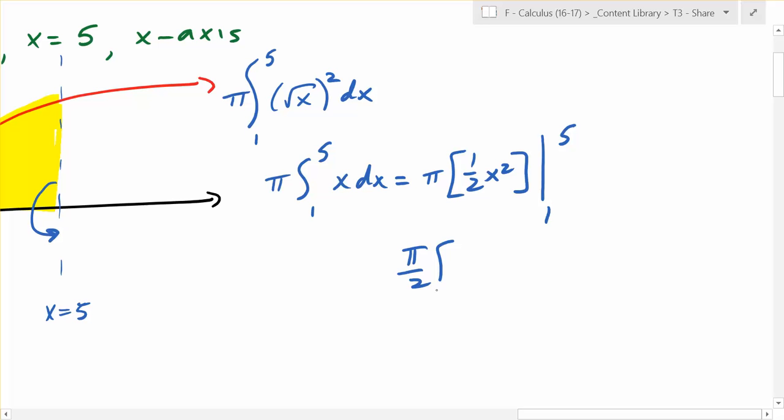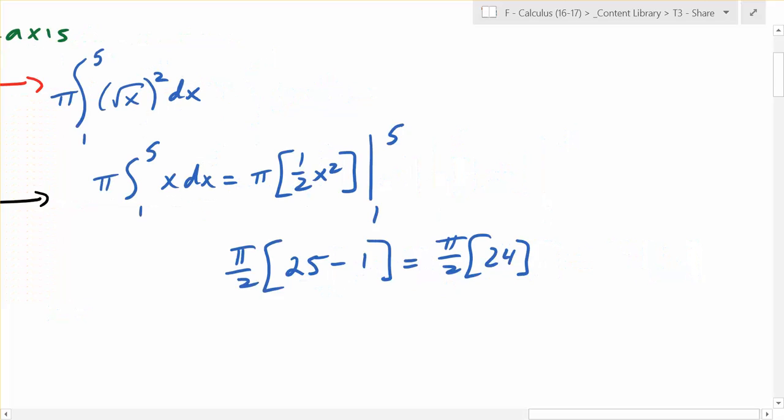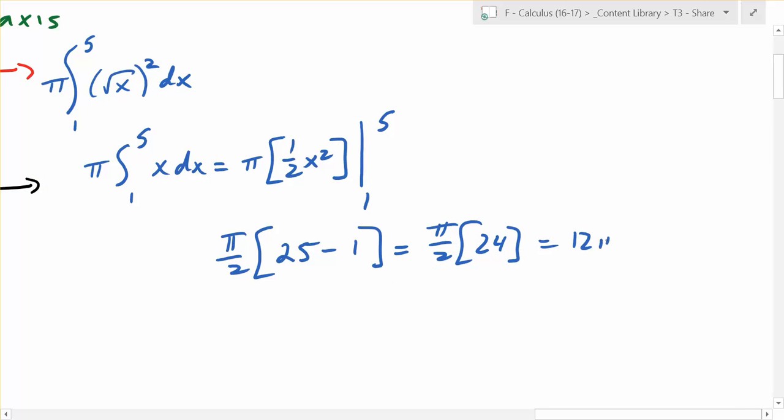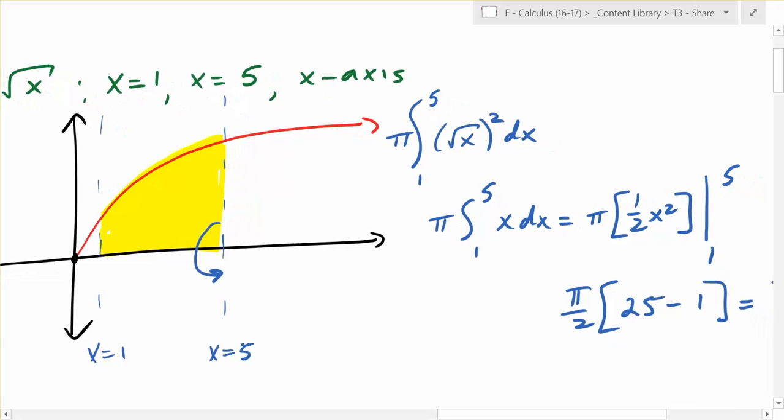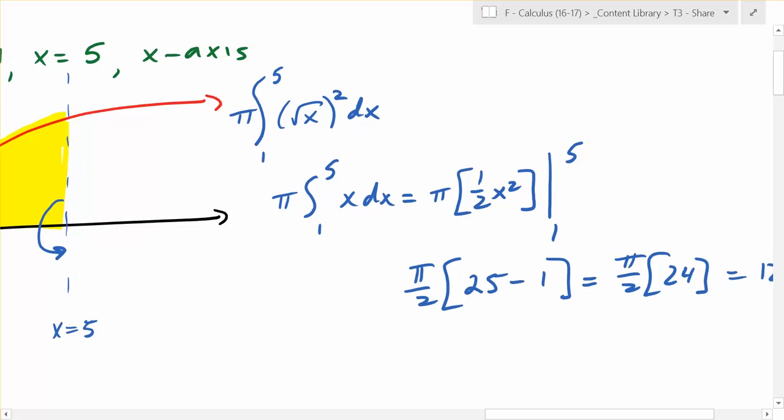Pi over 2 times 25 minus, what's 1 squared? 1. So what do you end up with? Pi over 2 times 24. So what is that? 12 pi. That's nice. How did we get pi 1/2 x squared? How do we get that? This right here is the antiderivative of that right there. That's the integral right there.